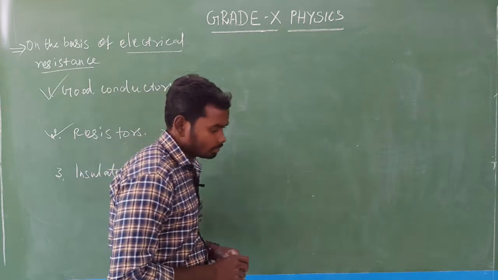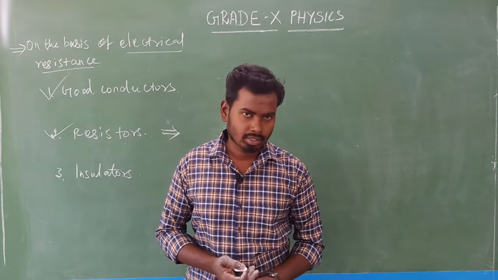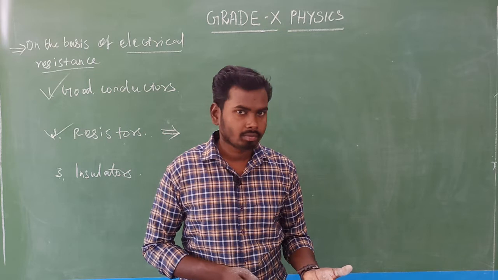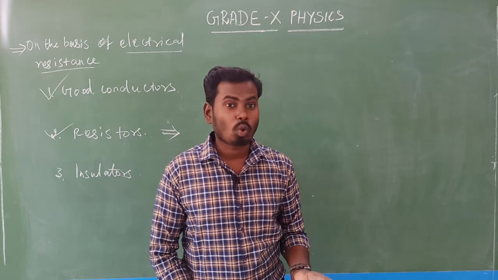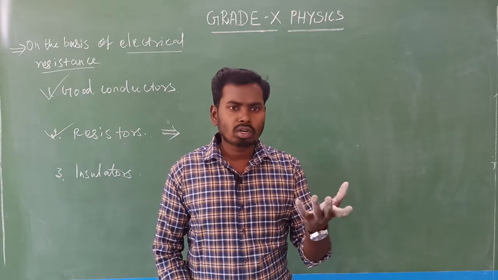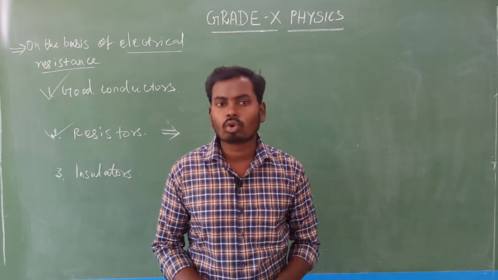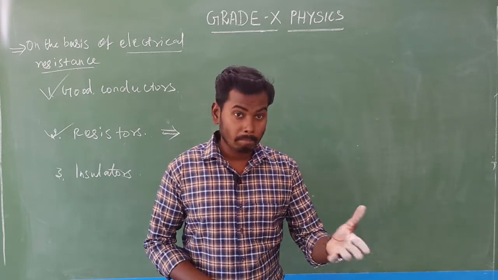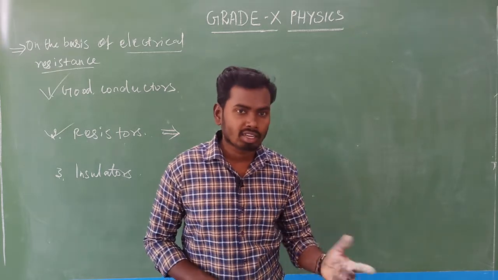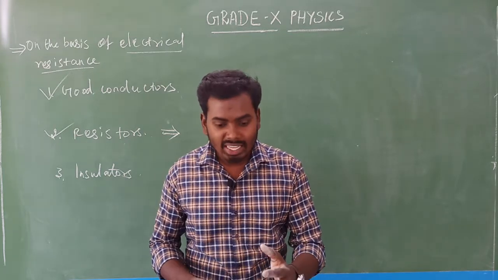For example, have you ever used an iron box for ironing dress materials? Inside the iron box there will be some alloy. It may be nichrome, tungsten, whatever it is. Why should we not use any other material, copper, instead of this nichrome? Because nichrome has high resistance. Note this point. Nichrome or tungsten has high resistance, due to which it will produce the maximum amount of heat.